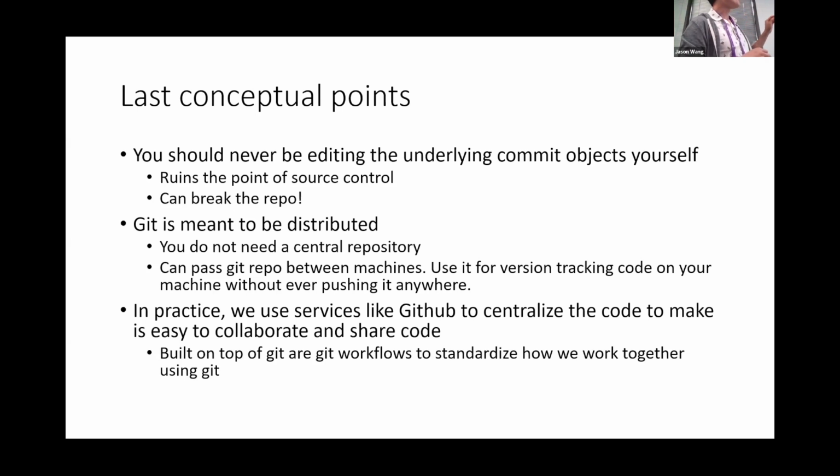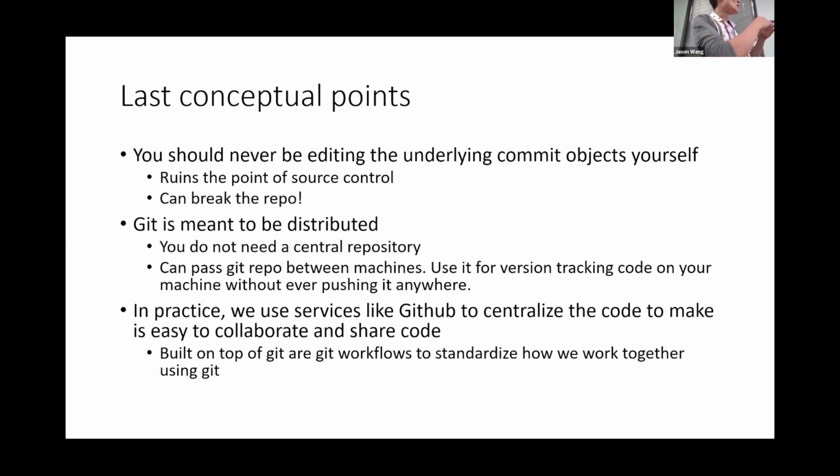But in practice, we use services like GitHub to centralize our code to make it easier to collaborate and share code. Things like GitHub are built on top of Git. Git workflows, pull requests, issues, all these things are built on top of Git. They're not inherent to Git. The things inherent to Git are like git add, git commit, git status, things like that.